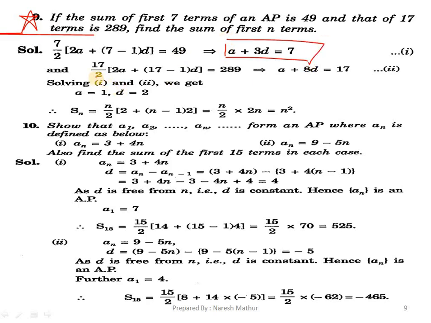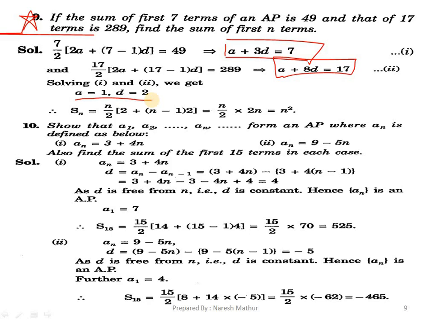Similarly, in the second condition, the sum of 17 terms is given as 289. So n by 2 times (2a plus (n minus 1)d) is 289. After the simplification we get a plus 8d equals 17. Now after solving both equations we can get the values of a and d, not an issue. Now we need to find the sum of the first n terms.